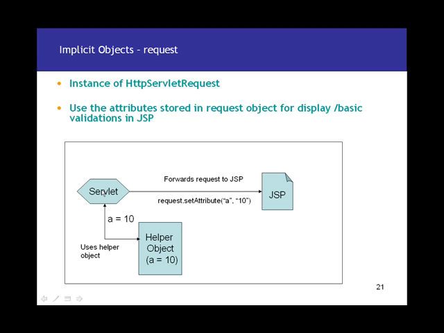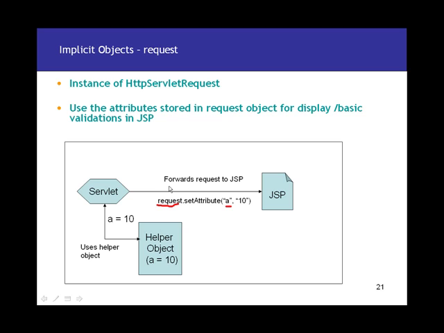Now how do you pass this information to the JSP to be displayed? Let's say that I want to display this value of a on the JSP page. How can I do that? I can do that using the request object. In my servlet, I'm going to set the attribute a with the value of 10 with the request scope, and I forward that request to the JSP page. Now using the request implicit object, I can say request.getAttribute("a") and simply print that value in the JSP. So why did I use a request attribute here in this scenario?